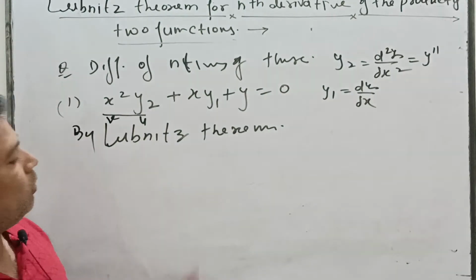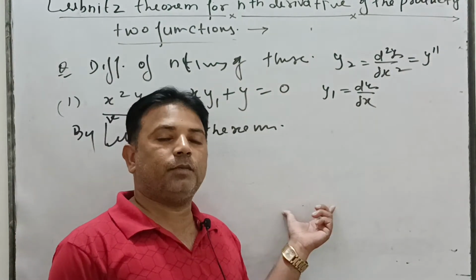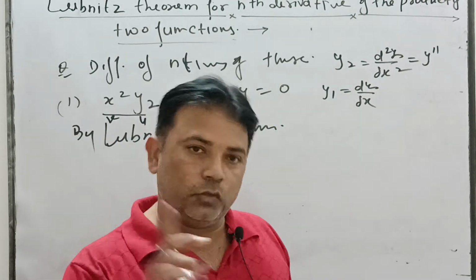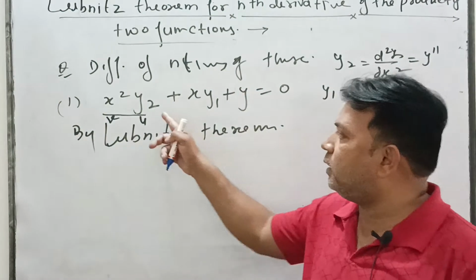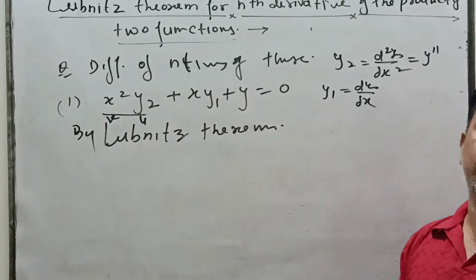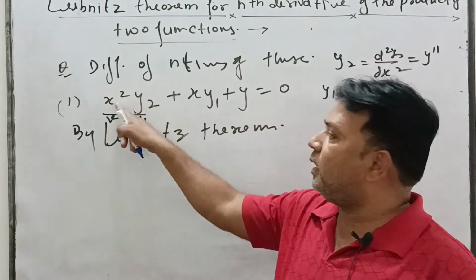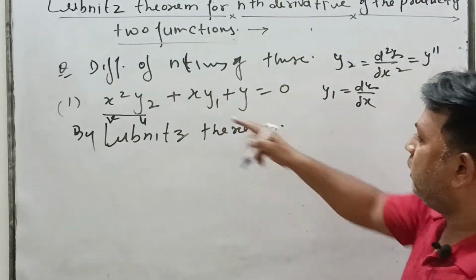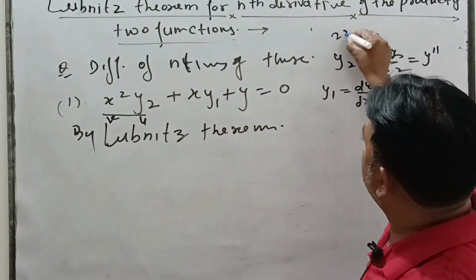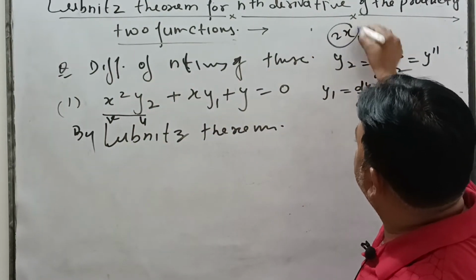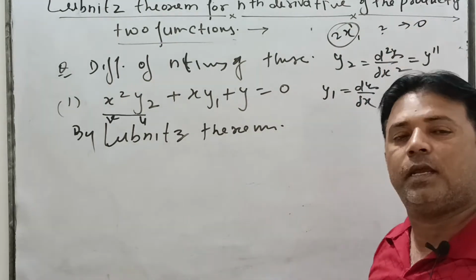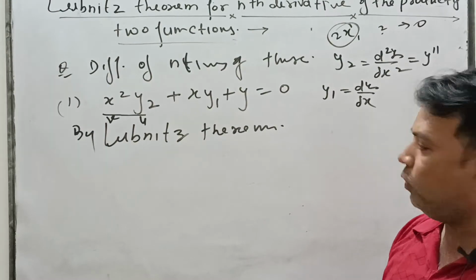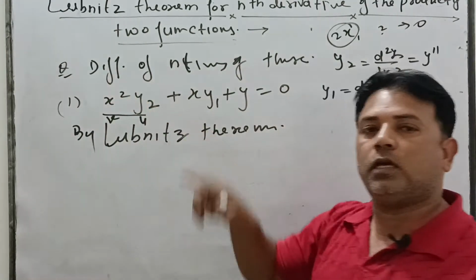In the formula, nC0 u_n v, u_n means the function whose nth derivative we find. We do not find the nth derivative of x square, because the first differentiation gives 2x, the second gives 2, and the third gives 0. We are not finding the nth derivative of x square. So this is v and this is u.